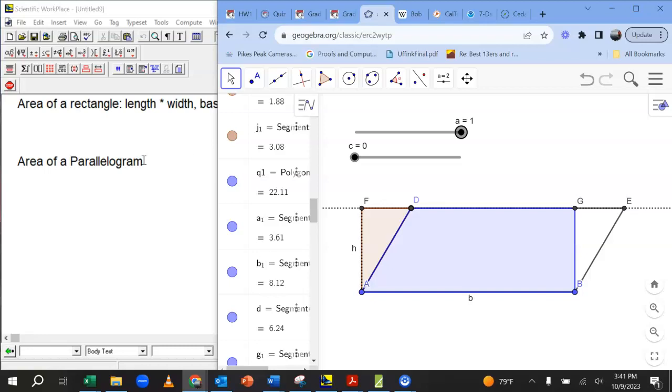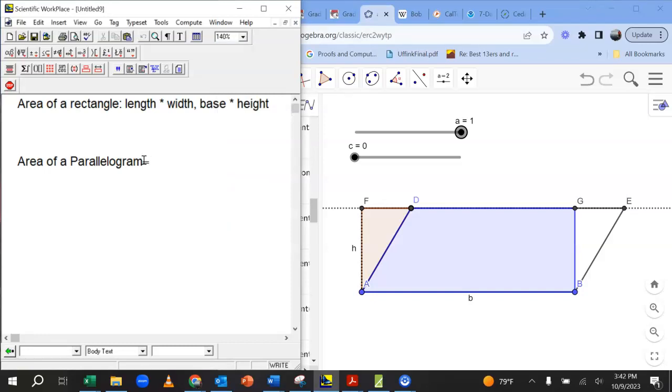So the punchline there is beautiful. It's just the same exact formula. You just have to be careful that height here is not the length of the slanted side.